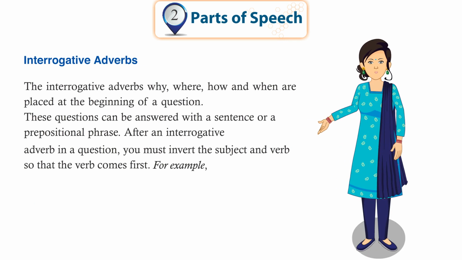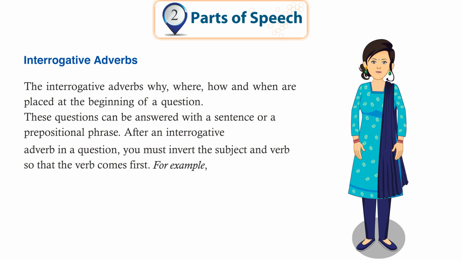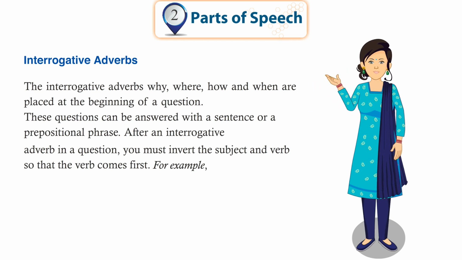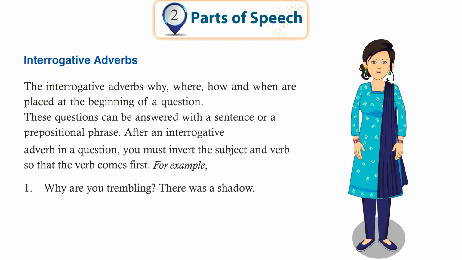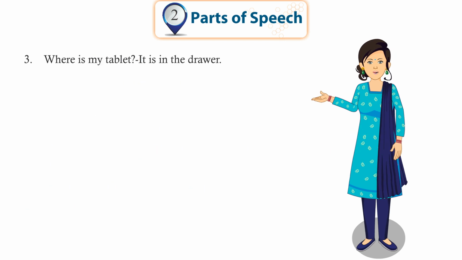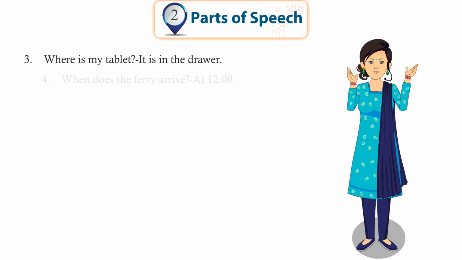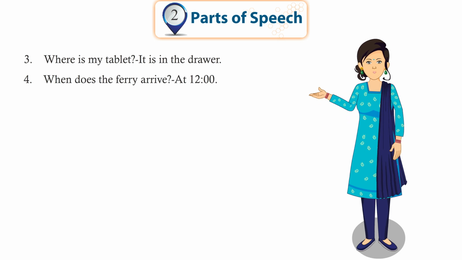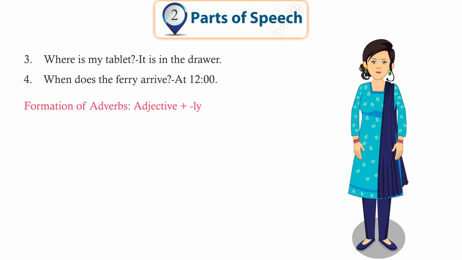Interrogative adverbs. The interrogative adverbs why, where, how, and when are placed at the beginning of a question. These questions can be answered with a sentence or a prepositional phrase. After an interrogative adverb in a question, you must invert the subject and verb so that the verb comes first. For example, why are you trembling? There was a shadow. How do you fare? I fare fine. Where is my tablet? It is in the drawer. When does the ferry arrive? At 12.